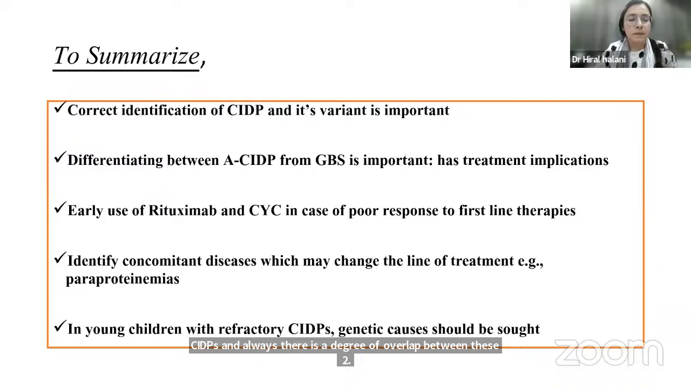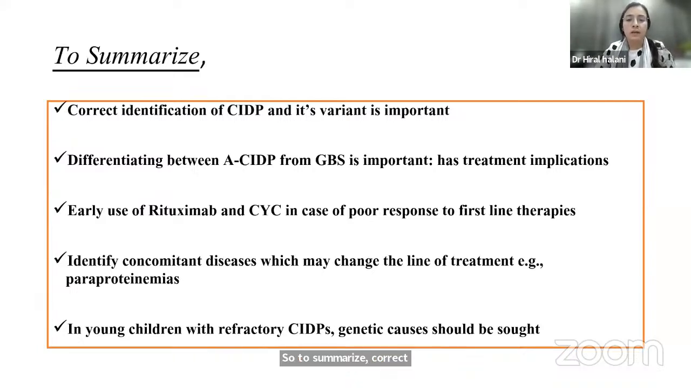So to summarize, correct identification of CIDP and its variants is important before calling it refractory and escalating therapy. Differentiating acute onset CIDP from GBS is again very important because it has treatment and prognostic implications. Early use of rituximab and cyclophosphamide in case of poor response to first-line therapies. Identifying concomitant diseases like endocrinopathies and paraproteinemias will change the line of treatment. And in young children with refractory CIDPs, genetic causes should be sought.